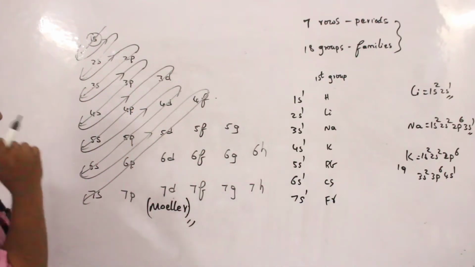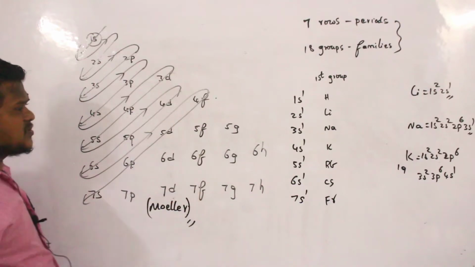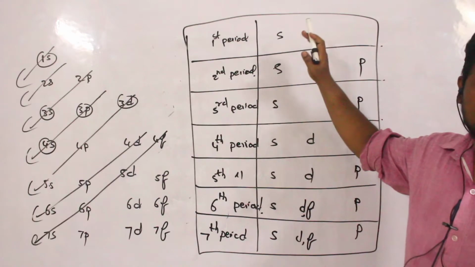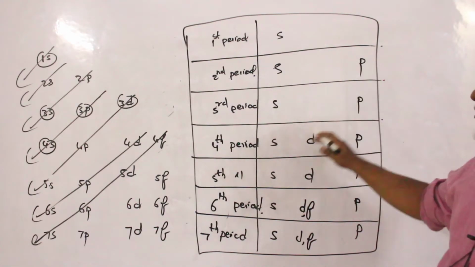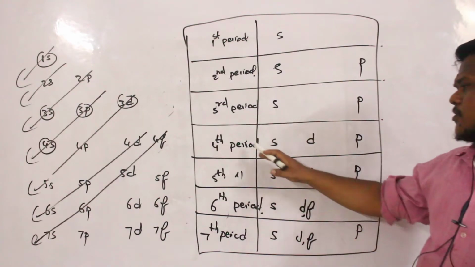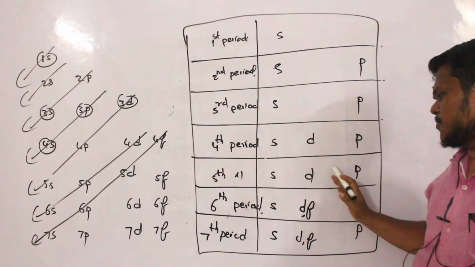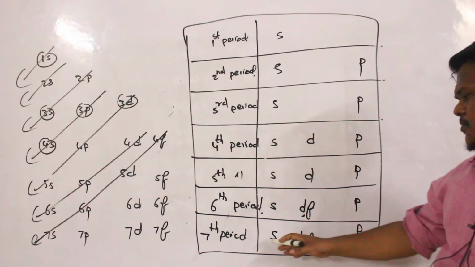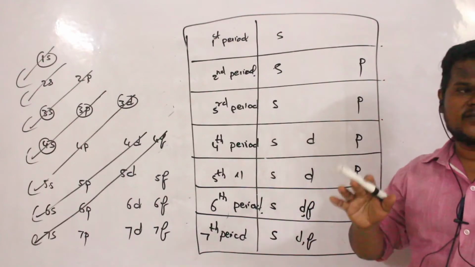Now let us see, according to this diagram, how I can arrange them. The first period is comprised of only the s subshell. The second period has s and p subshells. The third period has s and p subshells only. The fourth period has s, p and d subshells. The fifth period has s, p, d. The sixth period has s, p and d, and f is also present. Similarly, in the seventh period also s, p, d and f subshells are filled.